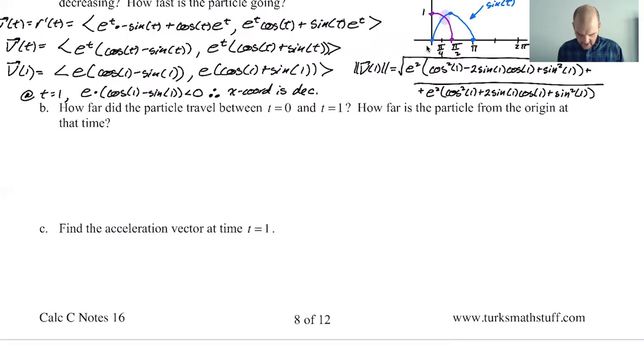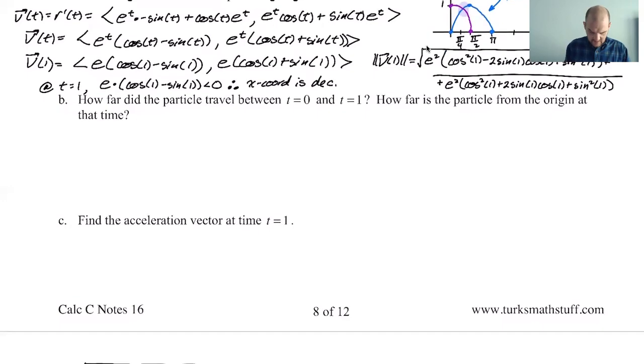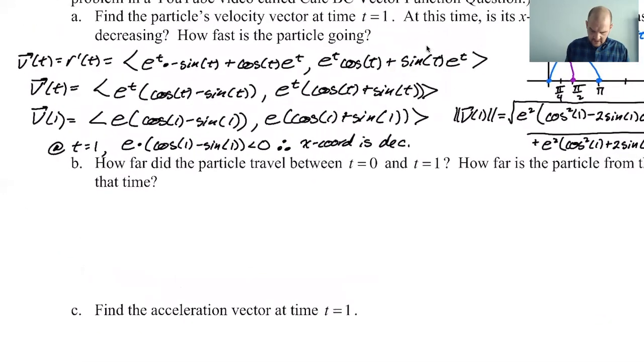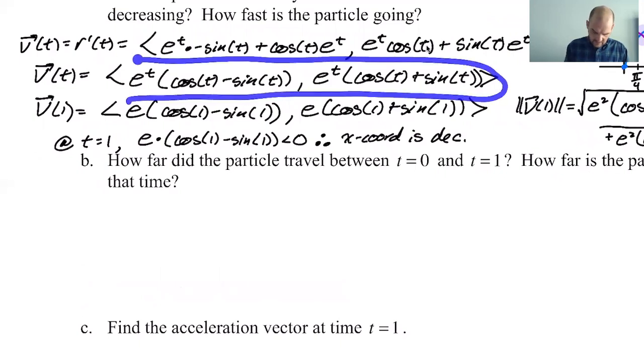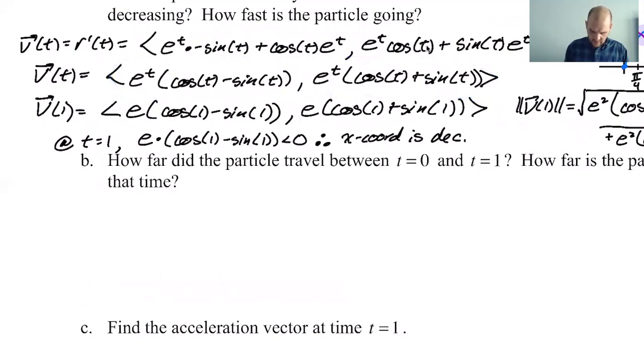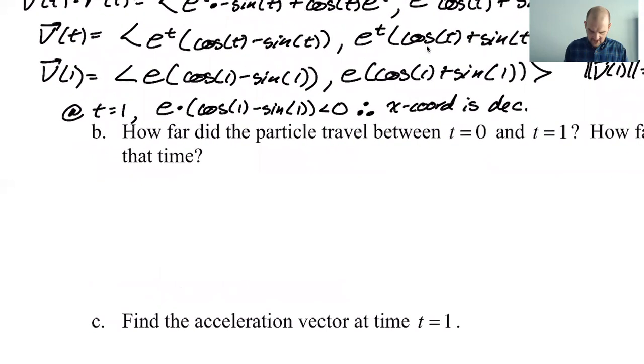How far did the particle travel between 0 and 1? How far is the particle from the origin at that time? Oh, this is terrible. All right. So I already know that I'm not going to have enough space, but let's try it out. So I have to find the magnitude of this, which is almost the exact same process that we just went through. So we have to do the integral from 0 to 1 of the magnitude of v of t dt.